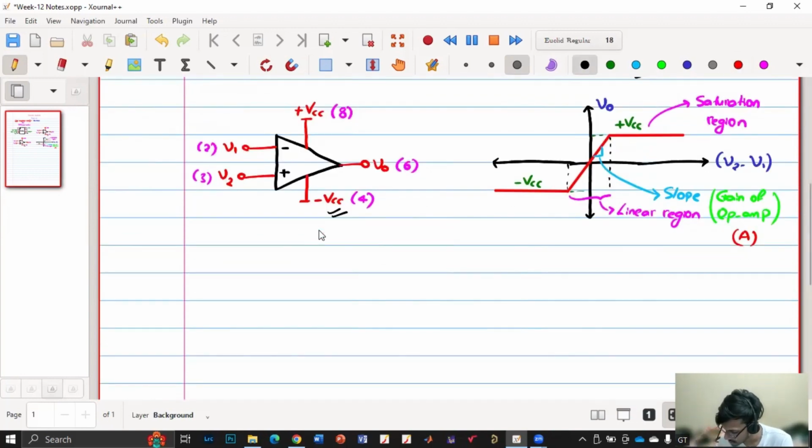Now, this is for a non-ideal op amp. An ideal op amp will not have any linear region. So we'll get back to it.